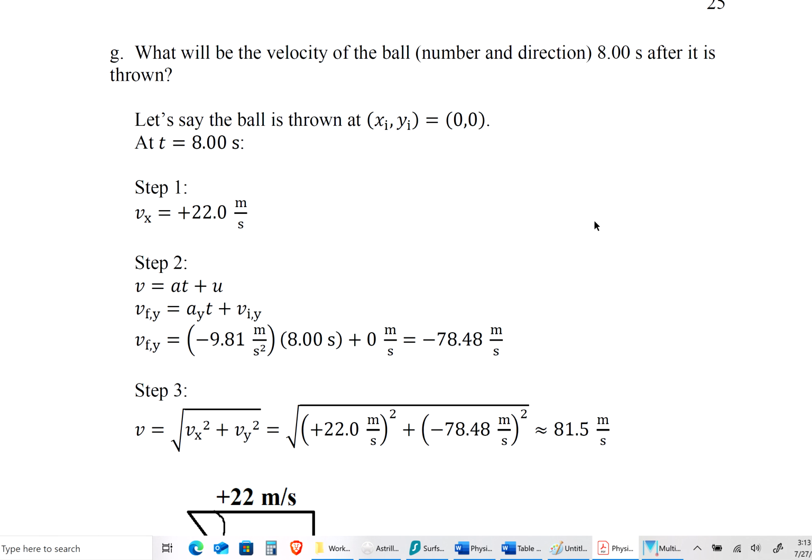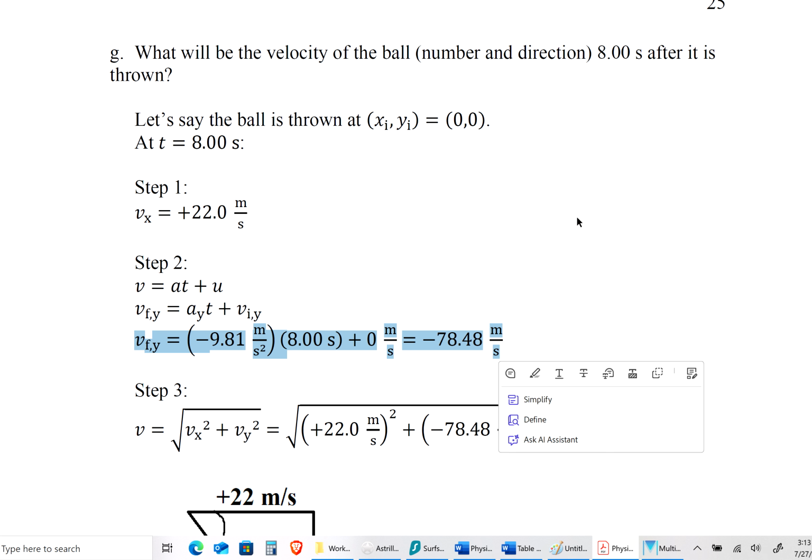Part G, what will be the velocity of the ball 8 seconds after it's thrown? So, v sub x, 8 seconds after it is thrown, is 22 meters per second. V sub y, 8 seconds after it is thrown, is 78.48 meters per second downwards.